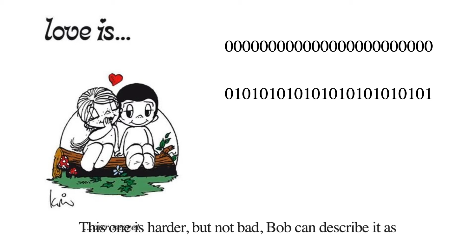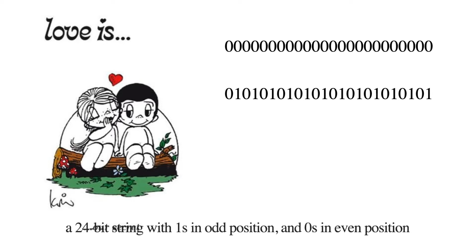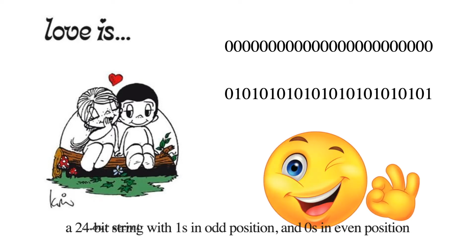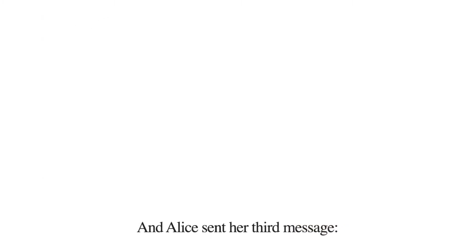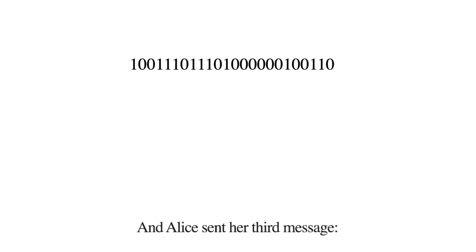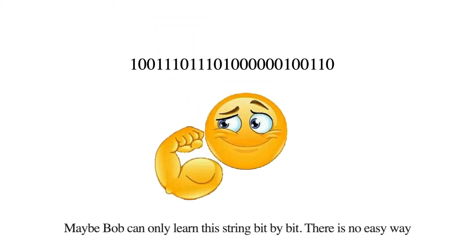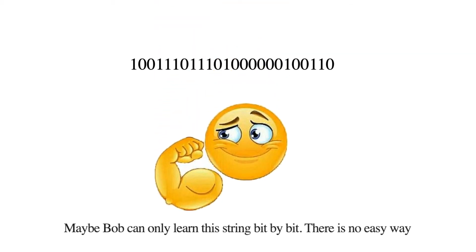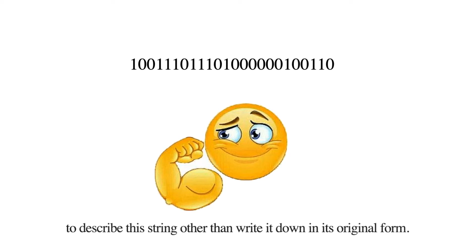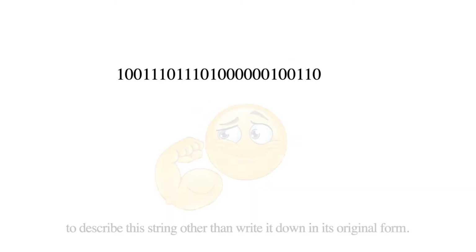Bob can describe it as a 24-bit string with ones in odd positions and zeros in even positions. And Alice sent her third message. Maybe Bob can only learn this string bit by bit. There is no easy way to describe this string other than writing it down in its original form.